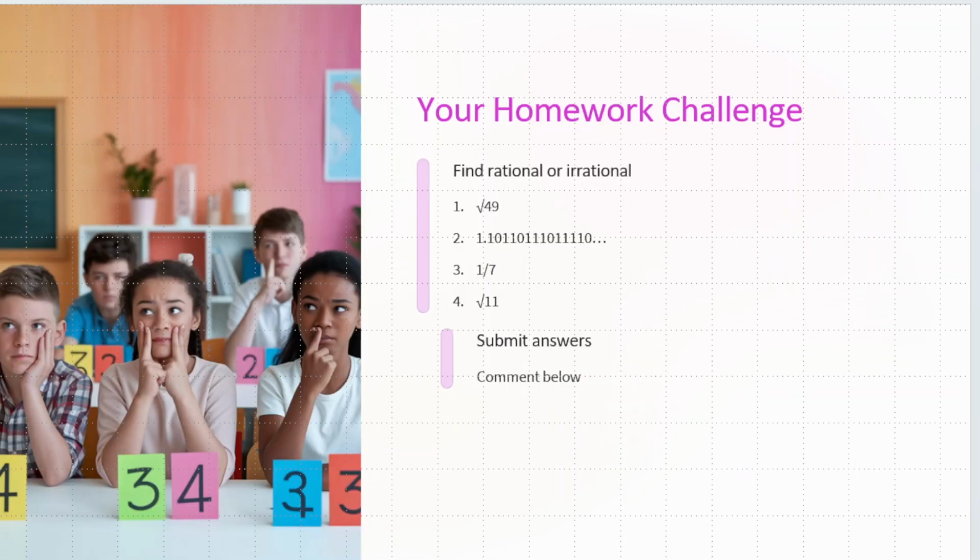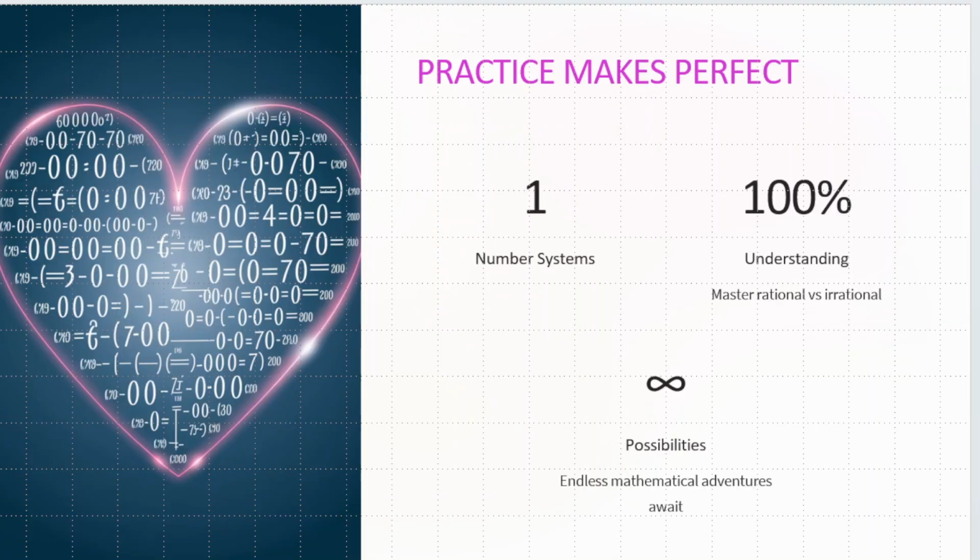Okay? Now, this is your homework. You have to tell which number is irrational and rational. Root of 49, and this 1 by 7, root 11. Okay? And that's it. So, I hope you have learned what are rational as well as irrational numbers.